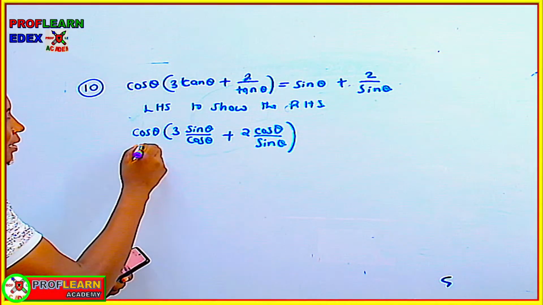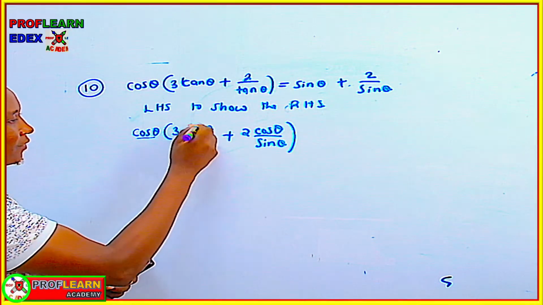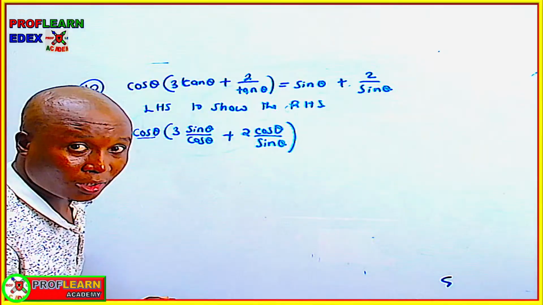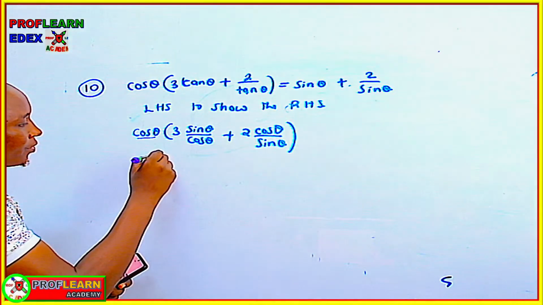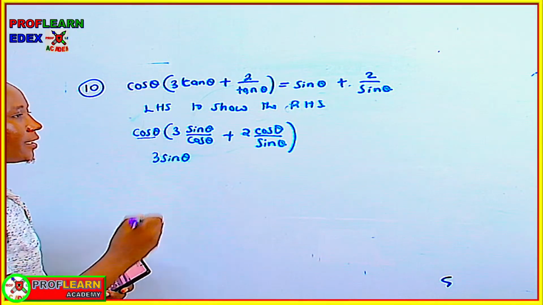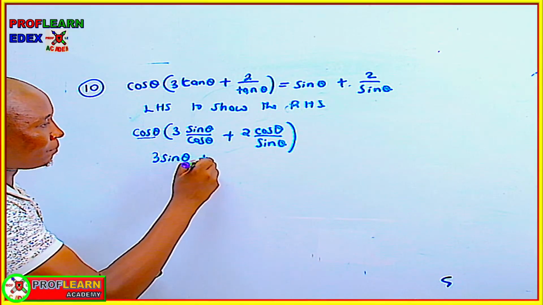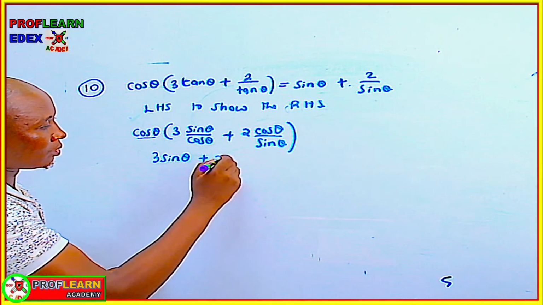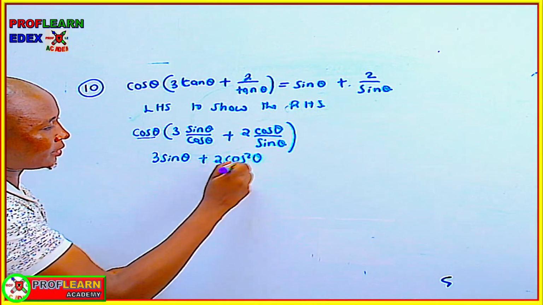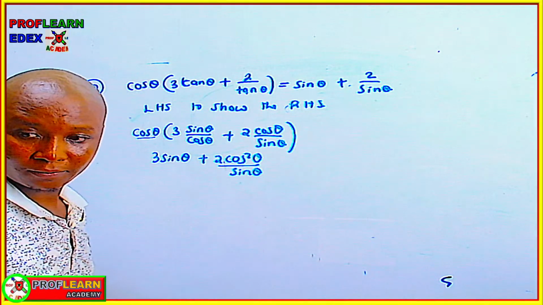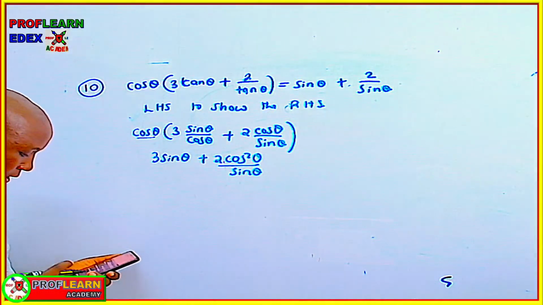And if I multiply, you can see if I multiply this guy and the first term, cosine will cancel out, and then we're going to have 3 sin theta there. If I multiply this guy and this guy, I'm going to have plus 2 cos squared theta over sin theta at that point. So how am I going to simplify this?